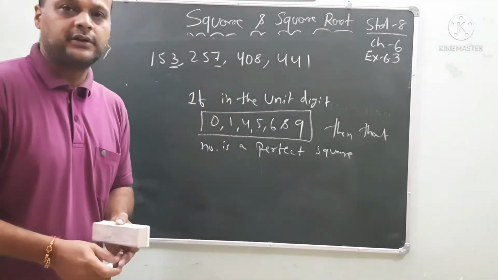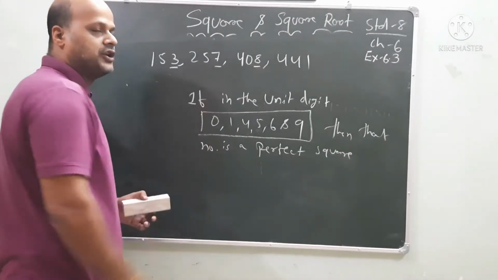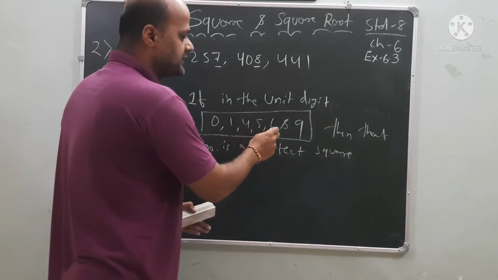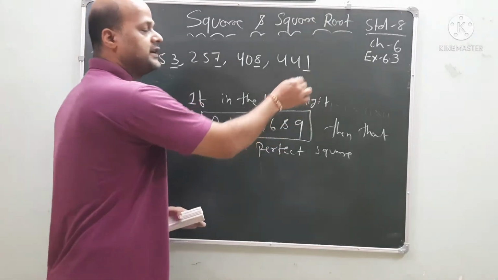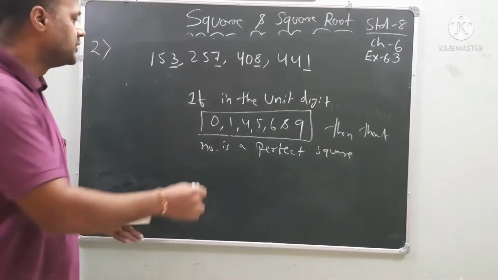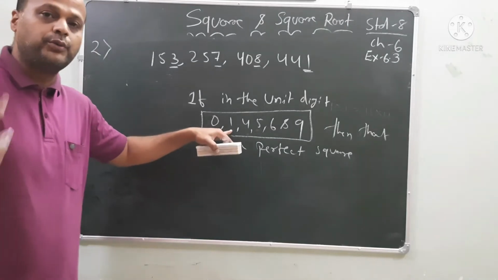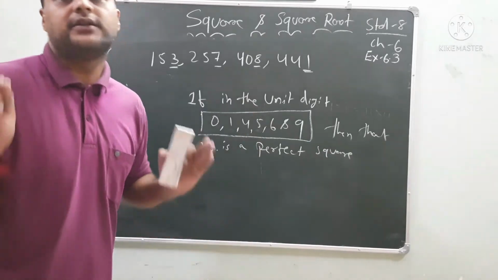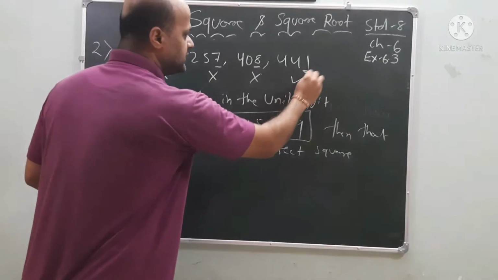Third one, who will tell me? Aniket, just tell me. Good, very good. Here in the unit place 8 is there. That's why it is not a perfect square, because if 0, 1, 4, 5, 6 or 9 is there, it means it is a perfect square. Then the last one, 1 is there. Is it a perfect square? Yes, it is. Why? Because in the unit place 1 is there. According to our rule, if 1 is in the unit digit, then that number is a perfect square of some number. So this is not, this is not, this is not, this is yes.